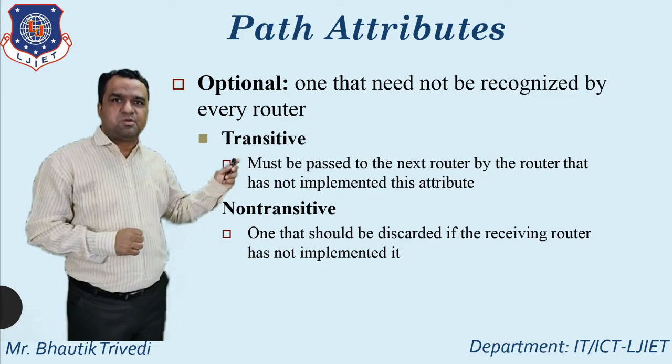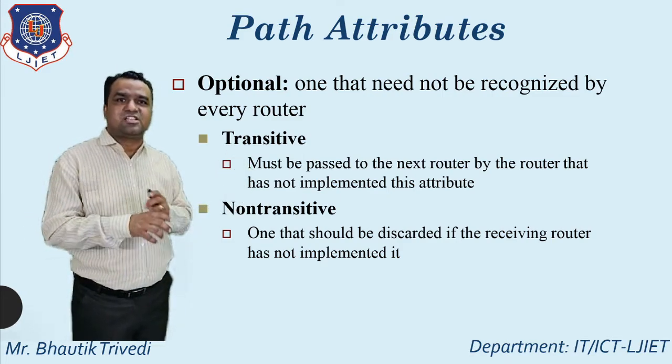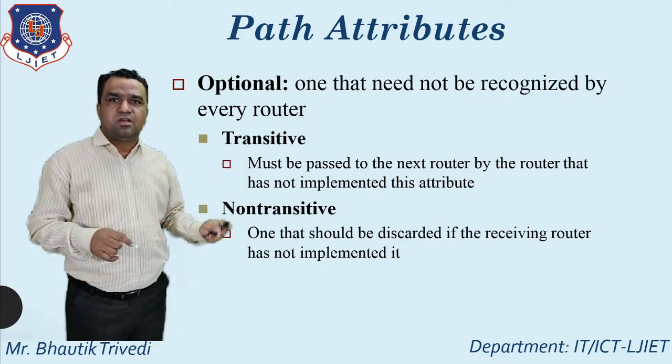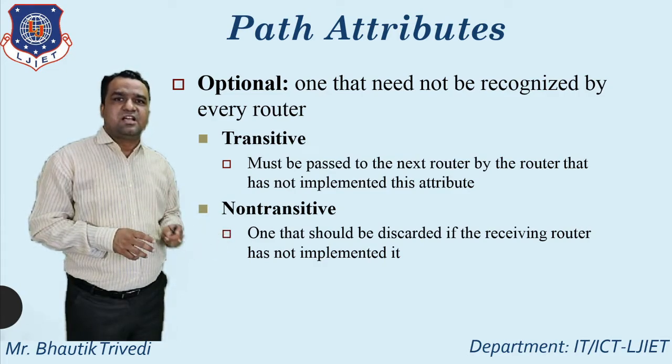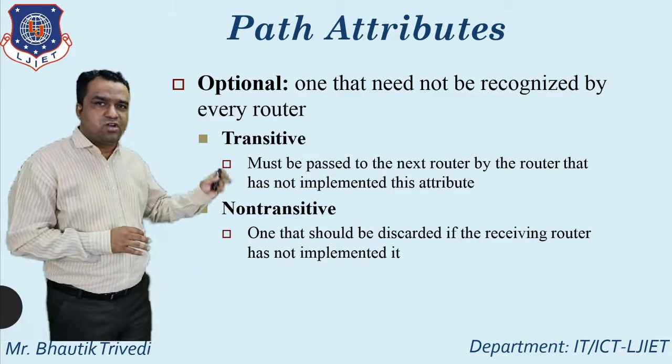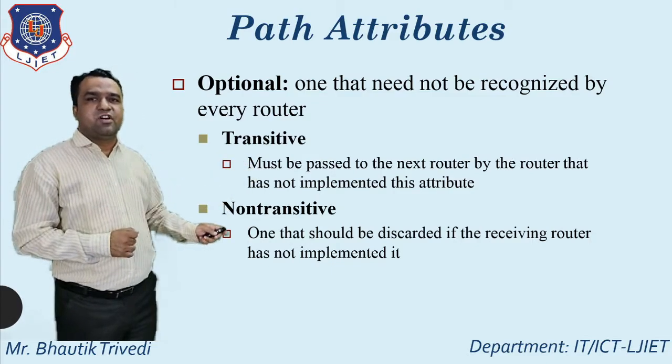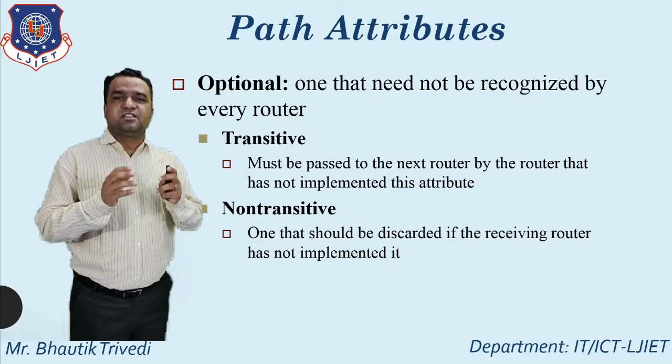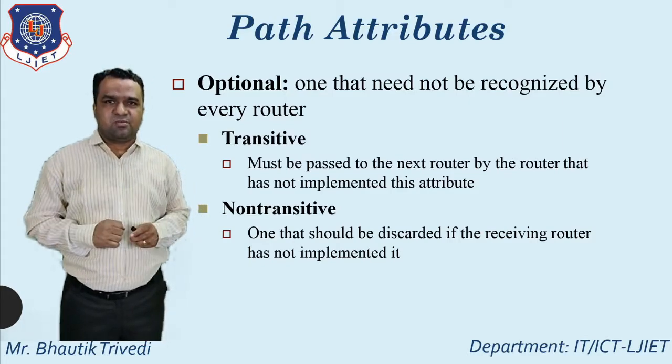Transitive means it must be passed to the next router by a router that has not implemented this attribute. And non-transitive means it should be discarded if the receiving router has not implemented it. So one is for the passing purpose and one is for the discarding purpose. That is the concept of path attributes.